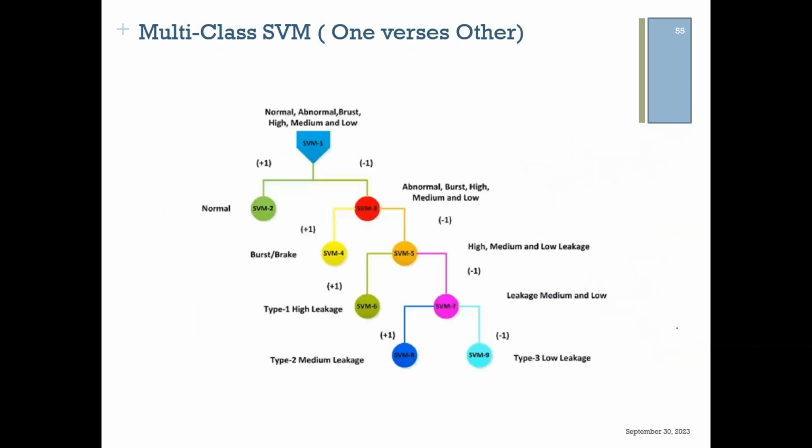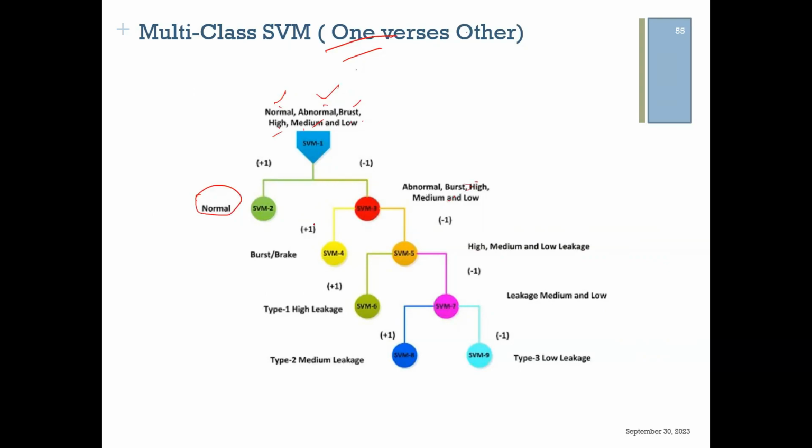So diagrammatically, this is how the first one, one versus others, works. Let's say these are the classes we have: normal class, abnormal class, broad, high, medium, and low. 1, 2, 3, 4, 5, 6. We have 6 classes. For one versus others, we are going to pick normal, and separate it from others.